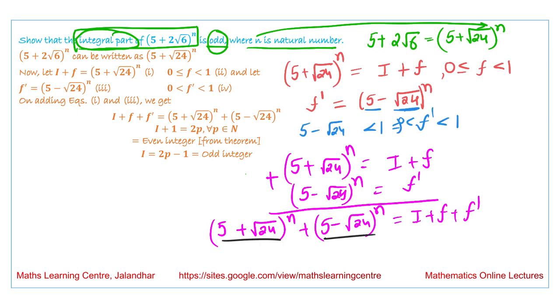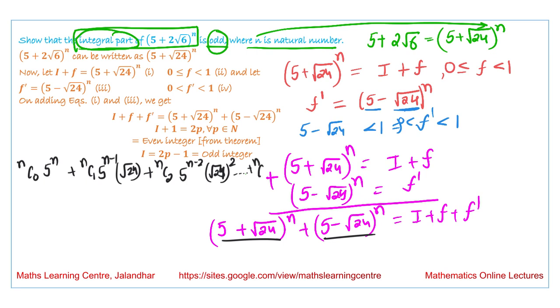If we expand these terms, we will have nC0 5 raised to the power n plus nC1 5 raised to the power n minus 1 root 24 raised to the power 1 plus nC2 5 raised to the power n minus 2 root 24 square. And likewise we will have the other terms. The last term we will have is plus nCn root 24 raised to the power n.